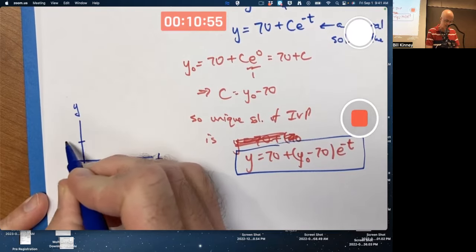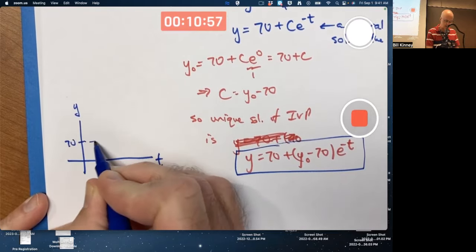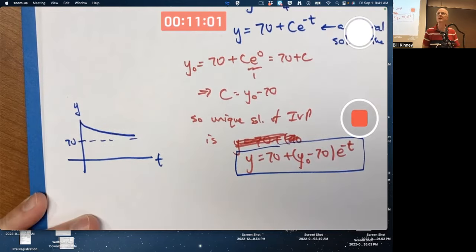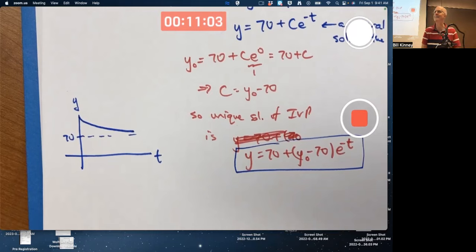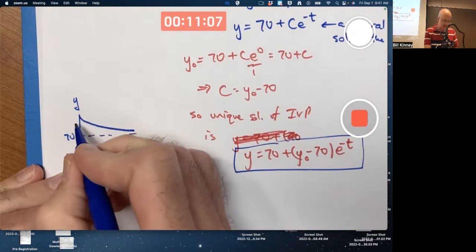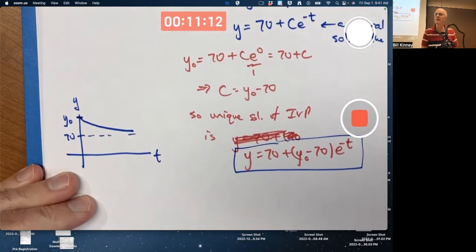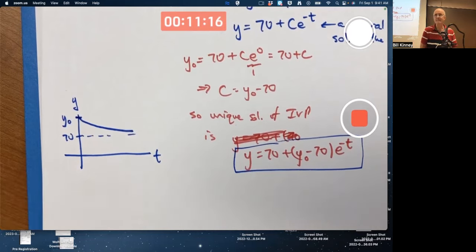The graph is going to look something like that. That's what your cooling coffee looks like. That's the temperature versus time. Y naught is really the y-intercept. Maybe it's 120.